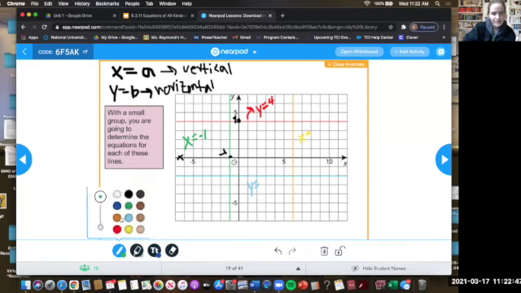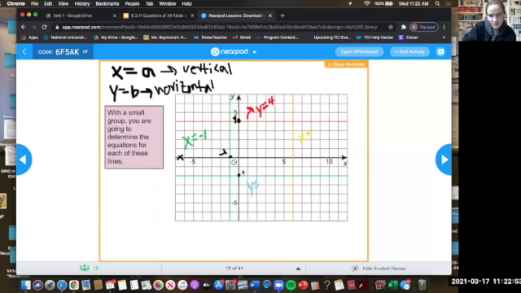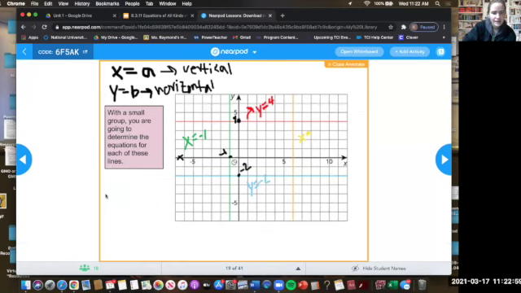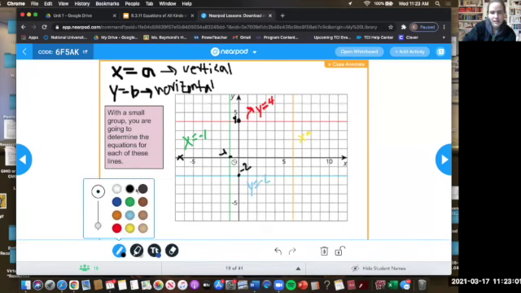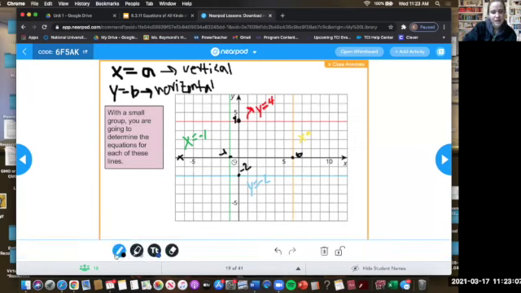And then next I have my blue line, which crosses the y-axis because it's y equals, and it crosses at a point of -2. And so then my equation is going to be y equals -2. And then finally, my yellow line crosses the x-axis at a point of 6. And so now my equation is going to be x equals 6.